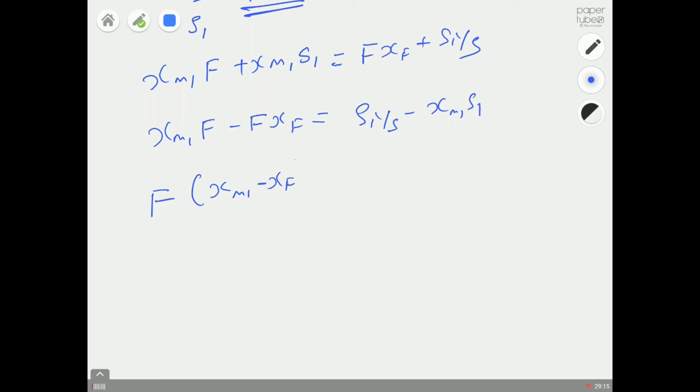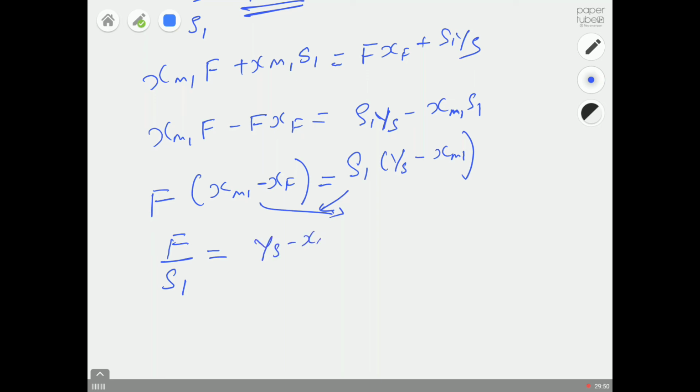f times (xm1 minus xf) equals s1 times (ys minus xm1). If you want, you can forward the video, skip the derivation and take notes of the final expression. I prefer to derive it, but students who don't like to see the derivation can skip it and go to the final expression. So we can calculate f by s1: s1 goes to the denominator on this side, so f by s1 is equal to ys minus xm1 divided by xm1 minus xf.